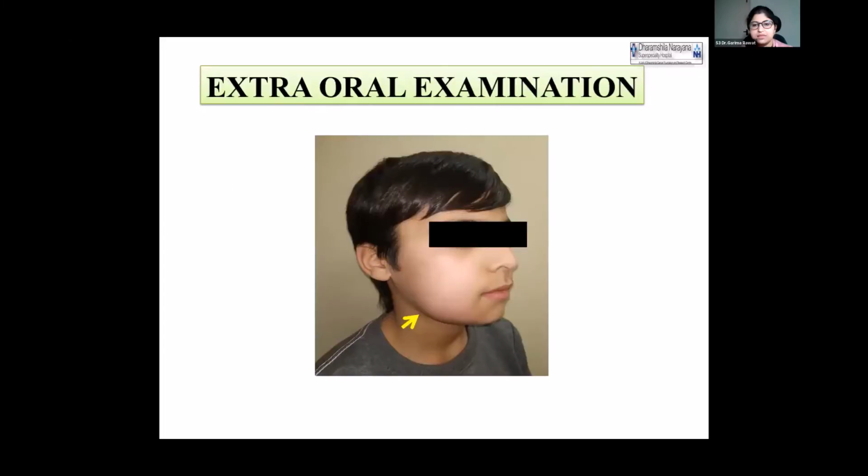Upon extraoral examination, a diffuse swelling was present around the right side of the lower jaw along the body of the mandible, measuring approximately 4 centimeters in size. The swelling was non-tender and the overlying skin was unremarkable.